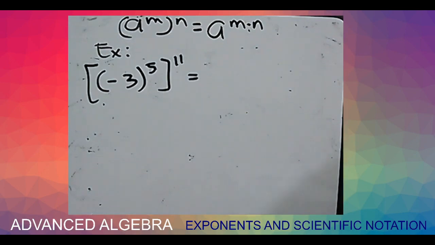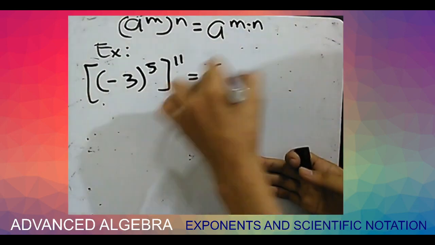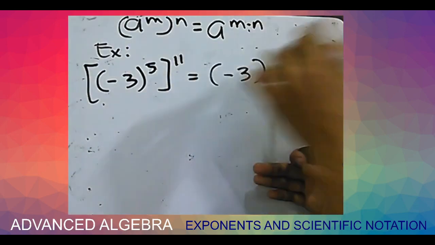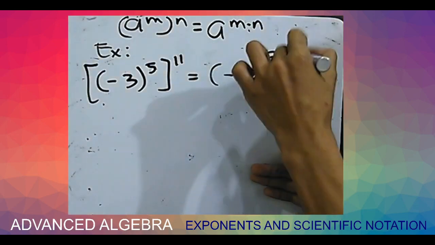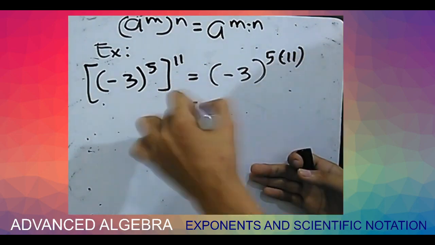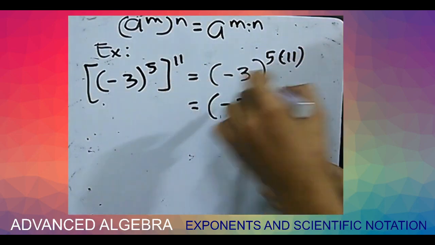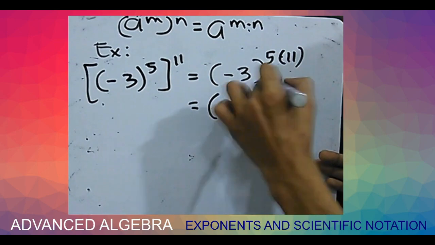Okay, next. Bracket, the quantity of negative 3 raised to the fifth power, close bracket, raised to 11 power. Paano natin siya i-solve? Ano pa rin ang process niya? So, negative 3 raised to 5 times 11. Ang sagot diyan ay negative 3 raised to 5 times 11 is 55.